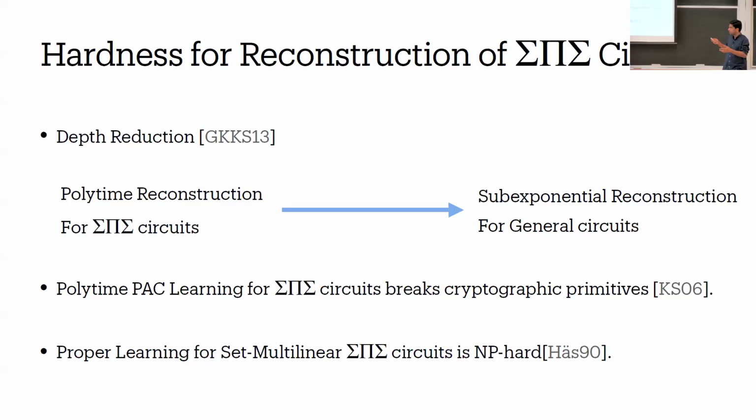And for a closely related problem of PAC learning, if we get polytime PAC learning algorithms for sigma pi sigma circuits, Klivans and Shpilka show that it breaks cryptographic primitives. So we don't even assume we can get polytime PAC learning algorithms. And as I discussed, proper learning algorithms for set multilinear depth 3 circuits capture tensor decomposition, and Johan Håstad showed that it is NP-hard. So depth 3 circuits are kind of difficult.